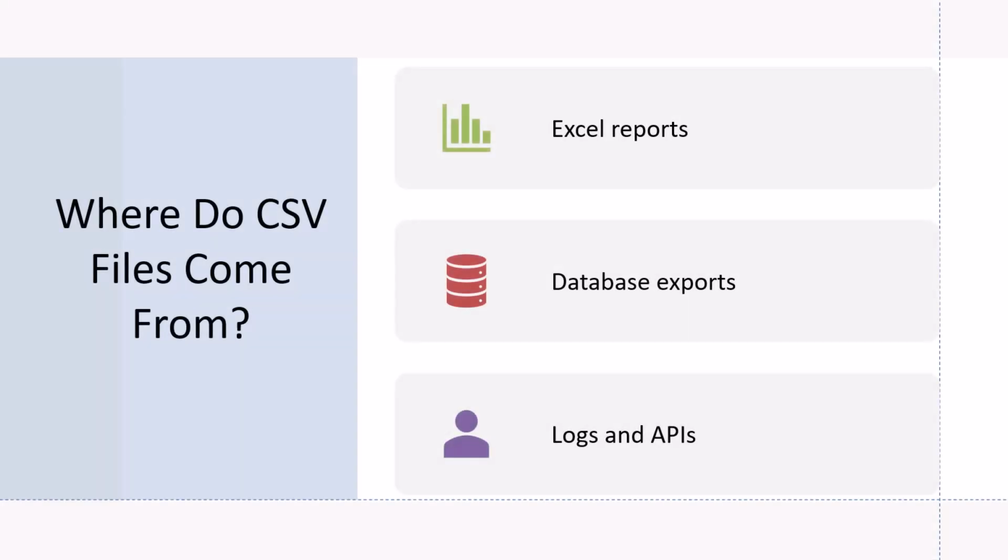So let's see, where do CSV files come from? CSV files are everywhere in real projects. They often come from database exports, Excel reports, logs, or external systems and APIs. Being able to load and inspect CSV data quickly is a core skill in data science.